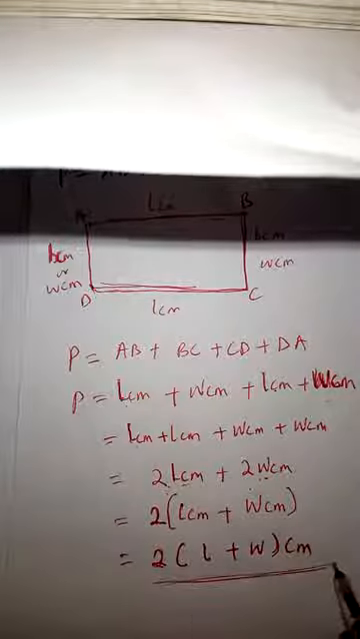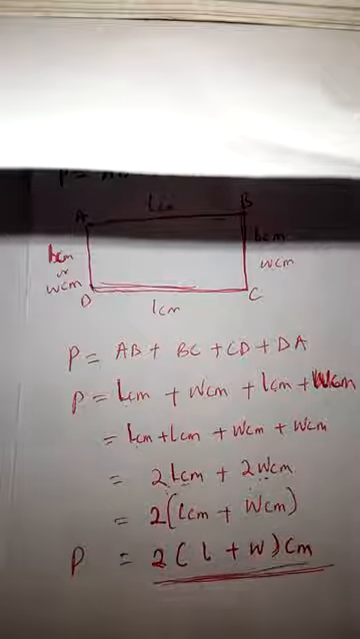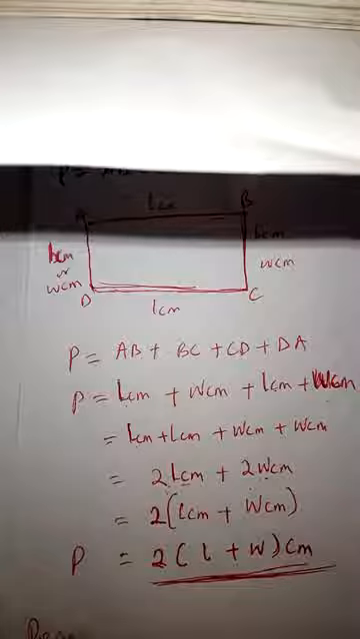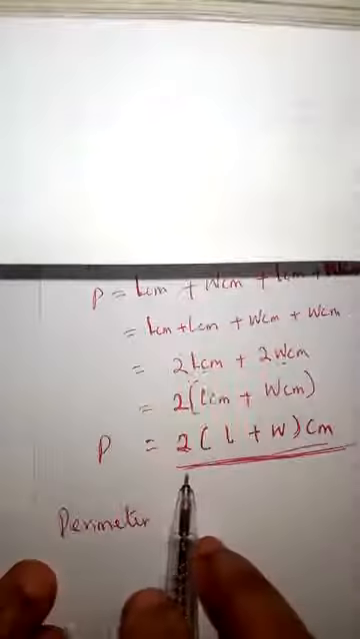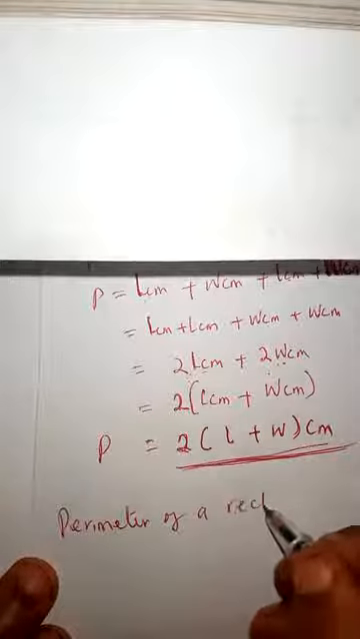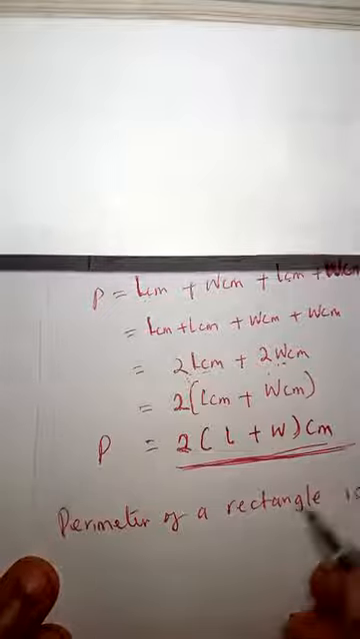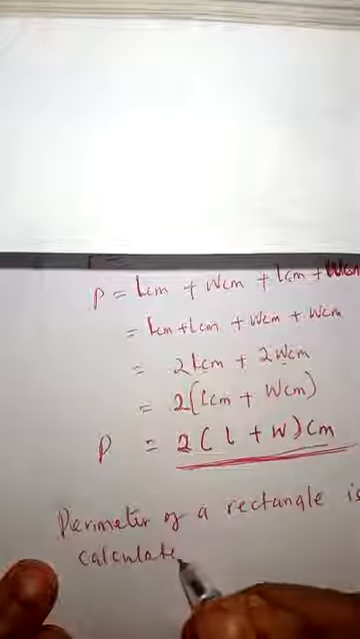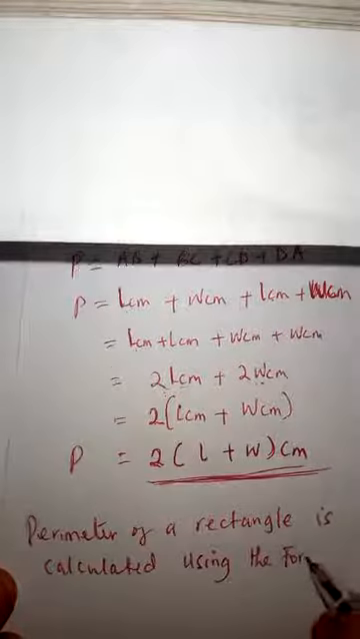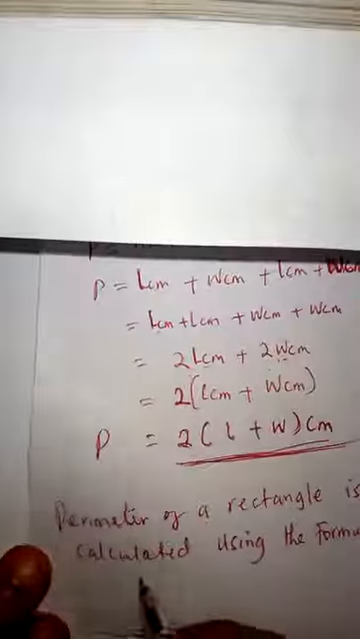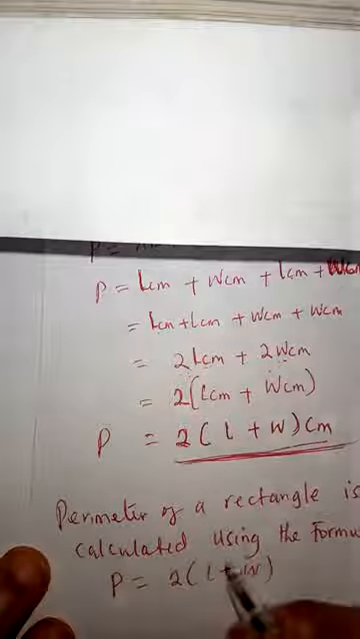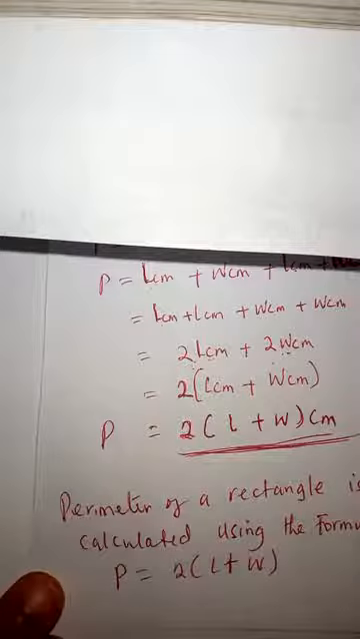Now, this is the formula for calculating perimeter. The perimeter of a rectangle is calculated using the formula P is equal to 2(L plus W). 2 into L plus W.